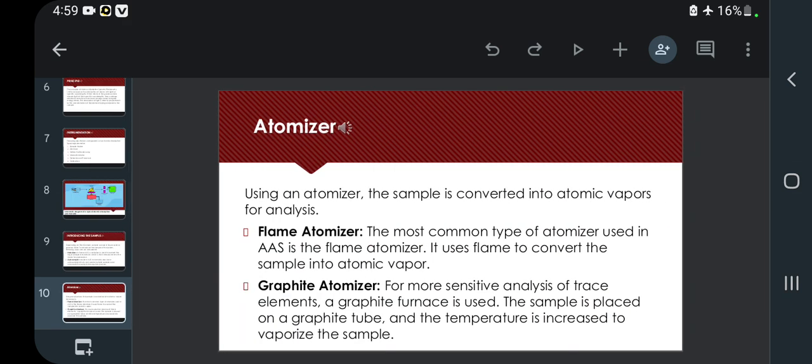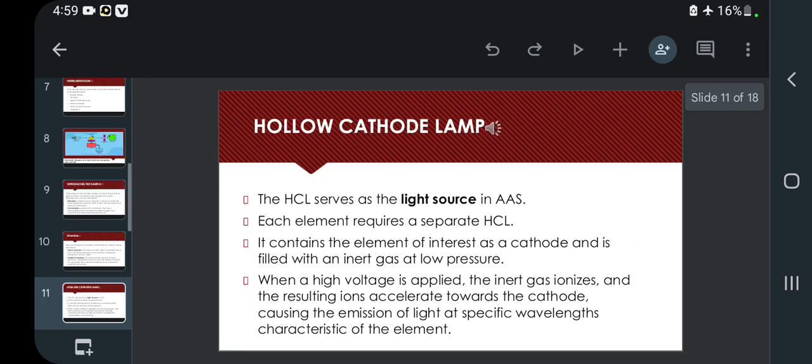Atomizer. Using an atomizer, the sample is converted into atomic vapors for analysis. Flame atomizer. The most common type of atomizer used in AAS is the flame atomizer. It uses flame to convert the sample into atomic vapor. Graphite atomizer. For more sensitive analysis of trace elements, a graphite furnace is used. The sample is placed on a graphite tube and the temperature is increased to vaporize the samples.